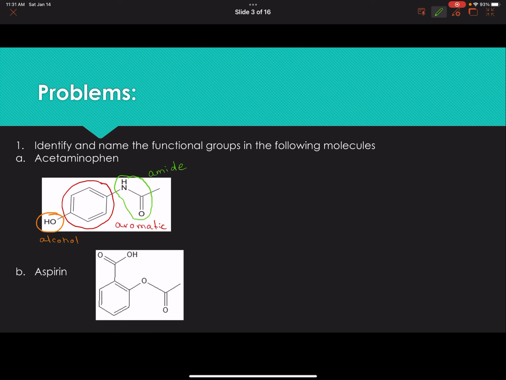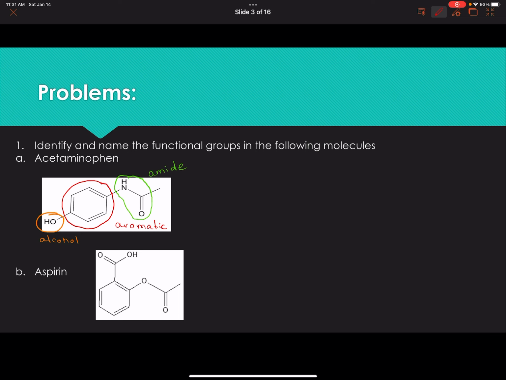So acetaminophen, commonly known as Tylenol, has this particular chemical structure. It consists of an alcohol group, it has an aromatic group, it has an amide group. So it's classified into 3 different families. Each of those groupings gives it particular properties.